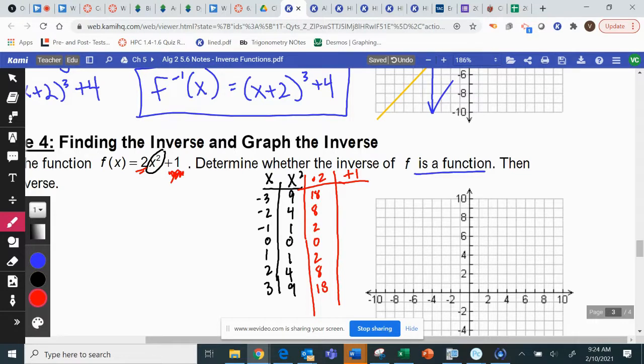Okay, so we're going to add one to our vertical side. I'm not even going to bother with the 18s. That's going to be way off my graph. I mean, you can write it if you want, but I'm not going to. All right, so my ordered pairs that I'm graphing: -2, 9, -1, 3, 0, 1, 1, 3, 2, 9.